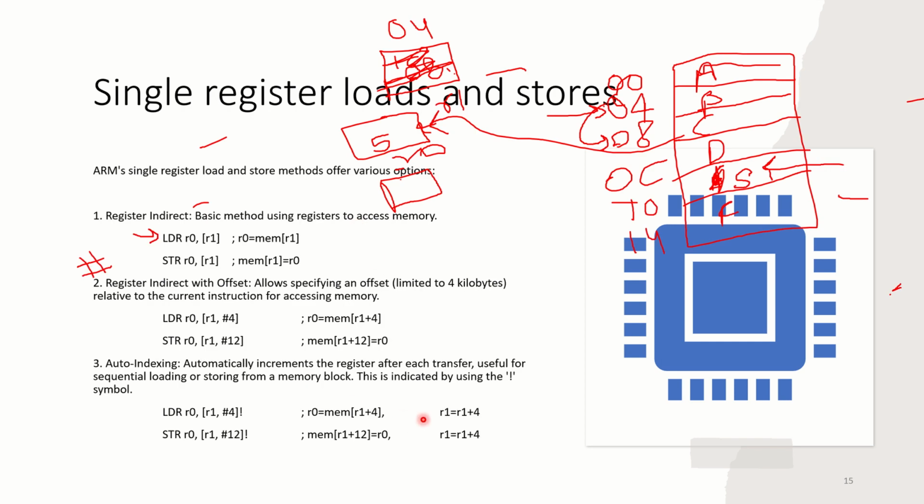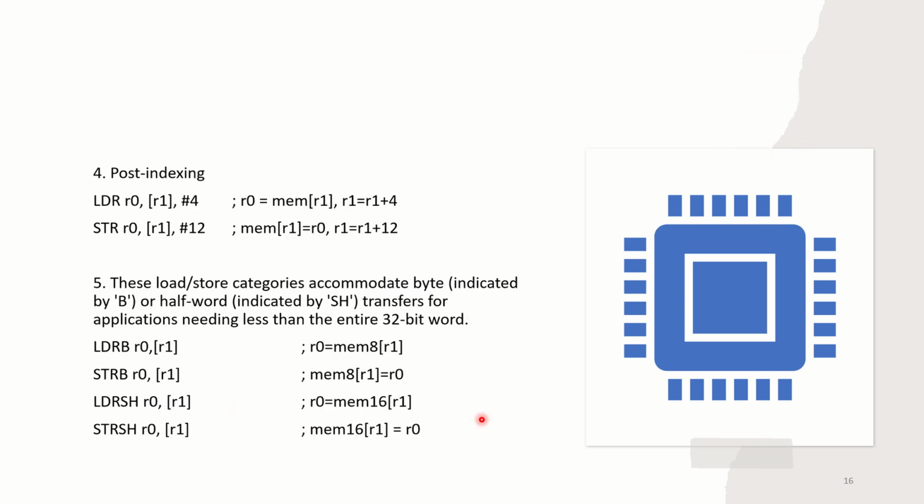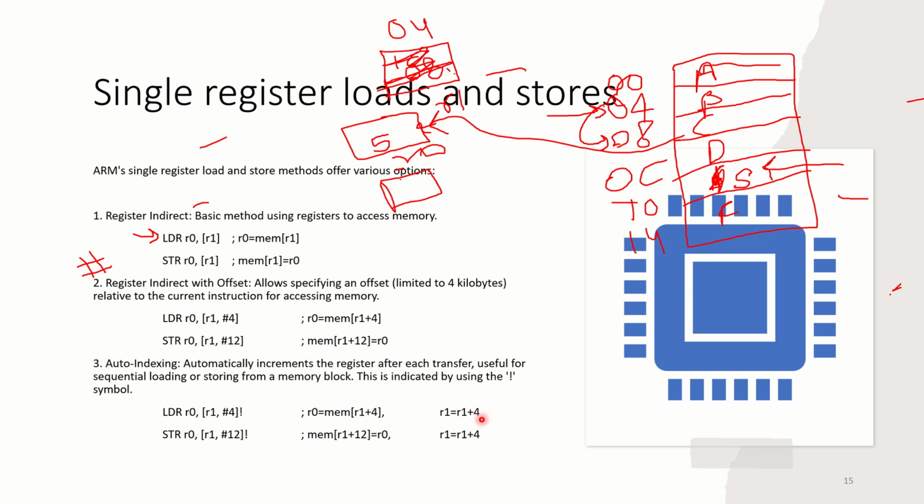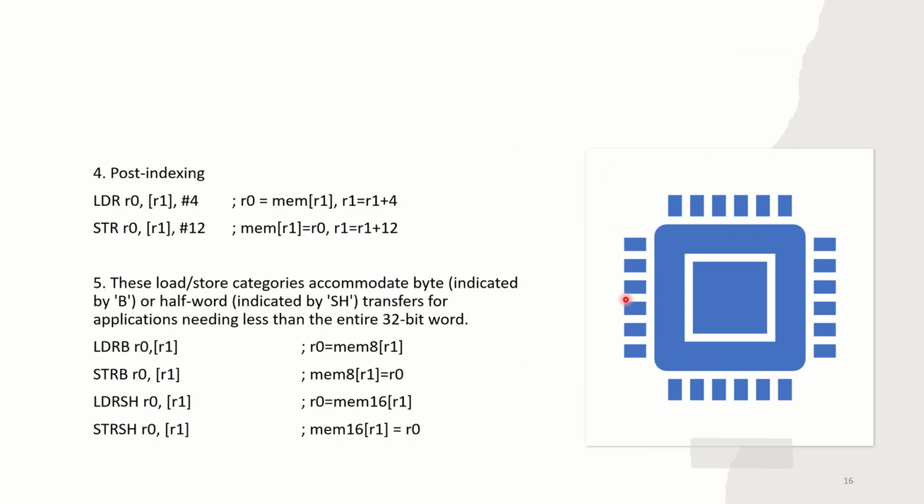In auto indexing, it was always 4, meaning if we put an exclamation mark, it will be updated by the value 4. Why 4? Because if you add 4, you will get the next location: from 00 to 04, 08, 0c, 10, 14, 18 similarly. So in post indexing, this immediate value is used to update r1, right? So this is the fourth way, post indexing.